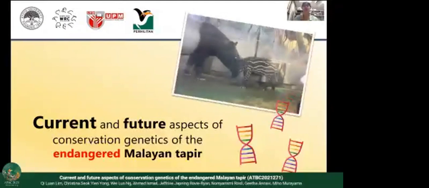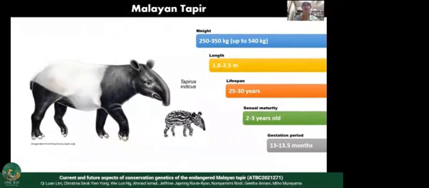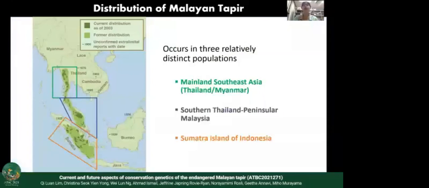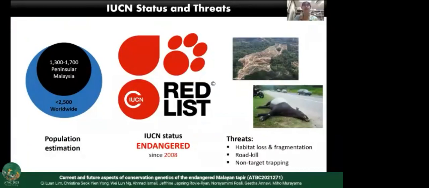The Malayan tapir is a large black and white herbivorous animal that plays an ecological role as a seed disperser in tropical ecosystems. It's the only tapir species in the Old World, found in Southeast Asia, and occurs in three relatively distinct populations. Its population is declining, with an estimate of not more than 2,500 mature individuals worldwide.